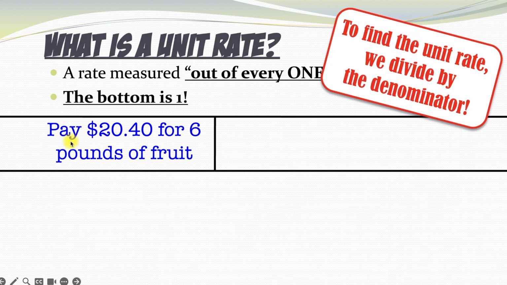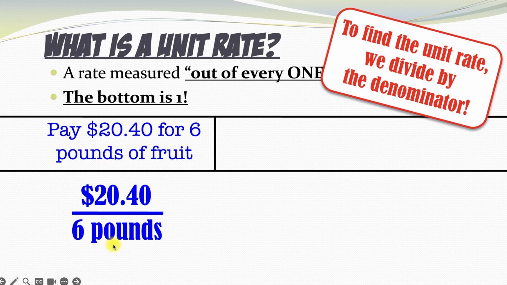In this example, we're going to pay $20.40 for every 6 pounds of fruit. That's a rate where we're paying $20.40 for every 6 pounds of fruit. So $20.40 will go in the top of the rate, then write the line for our fraction form, and then write the 6 pounds in the bottom of our rate.